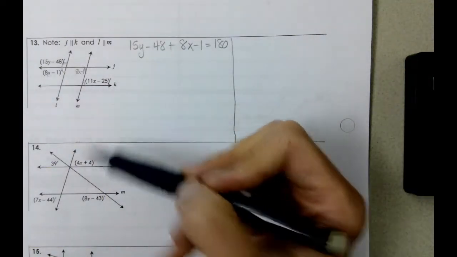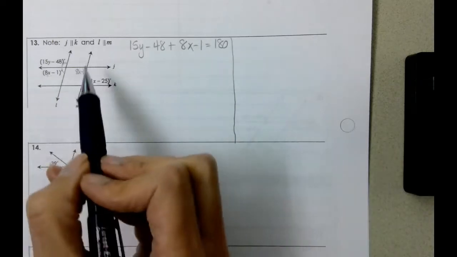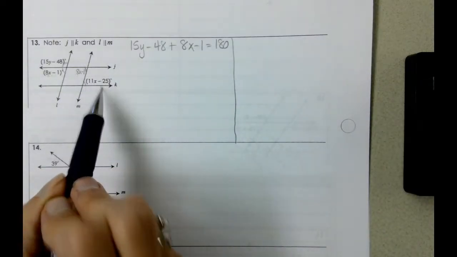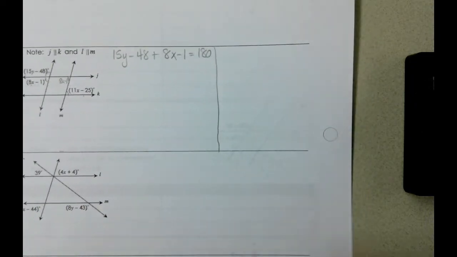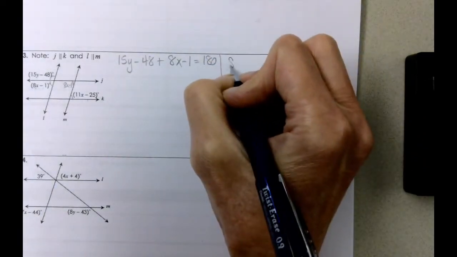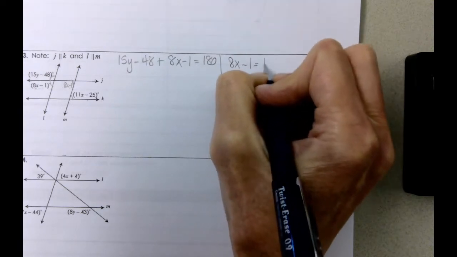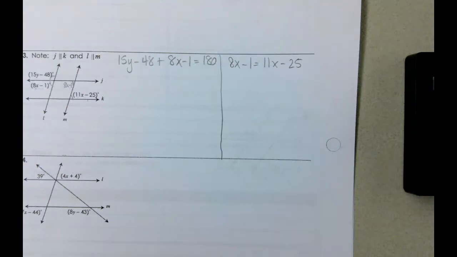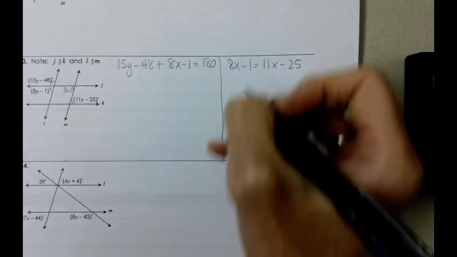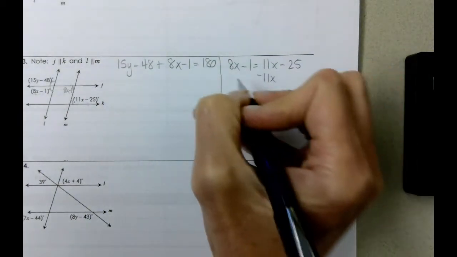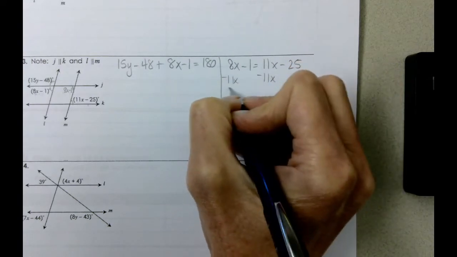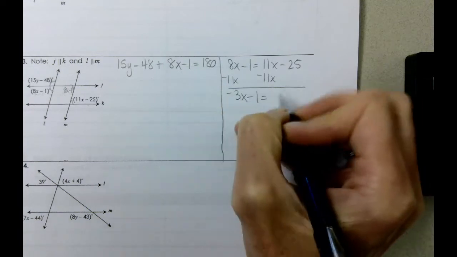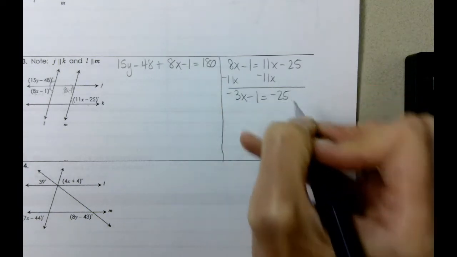Lines J and K are parallel, which makes 8x minus 1 and 11x minus 25 alternate interior angles. And what we know about alternate interior angles is that they are equal. They are congruent. Let me say that better. Solve this the way your Algebra 1 teacher taught you. I'm going to move my letter to the left. So we get negative 3x minus 1 equals negative 25.